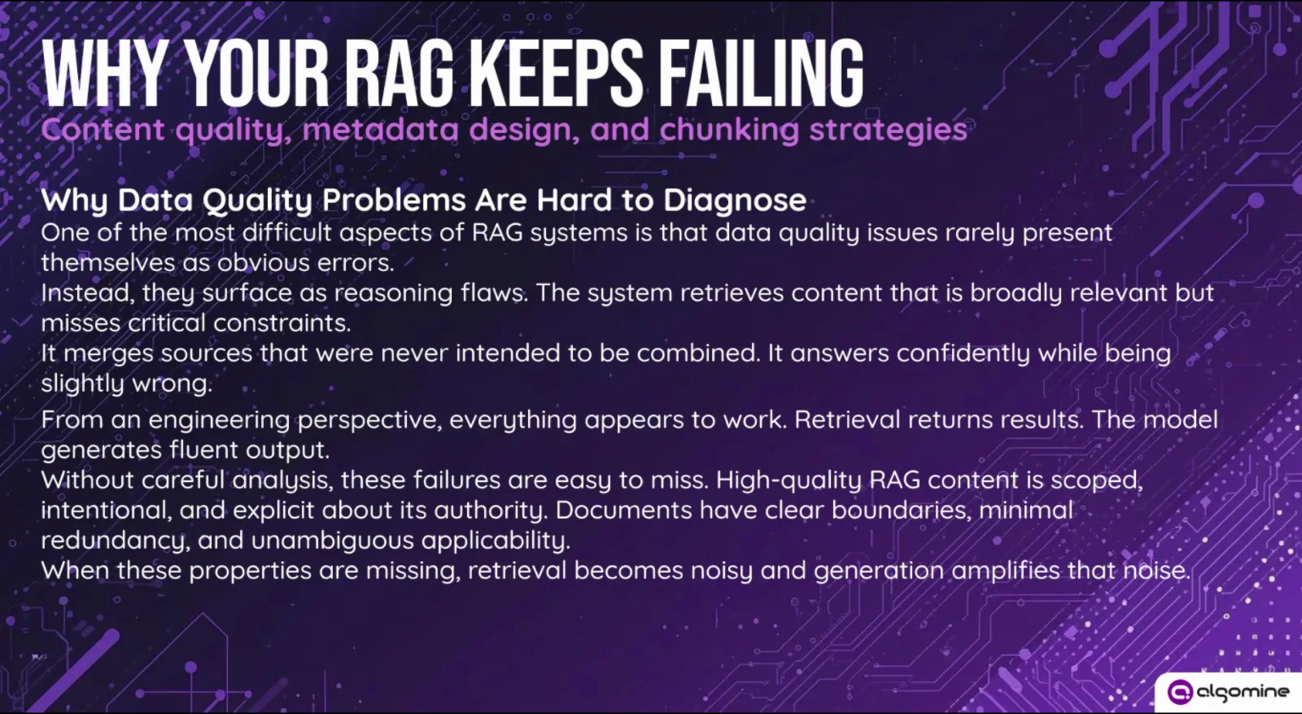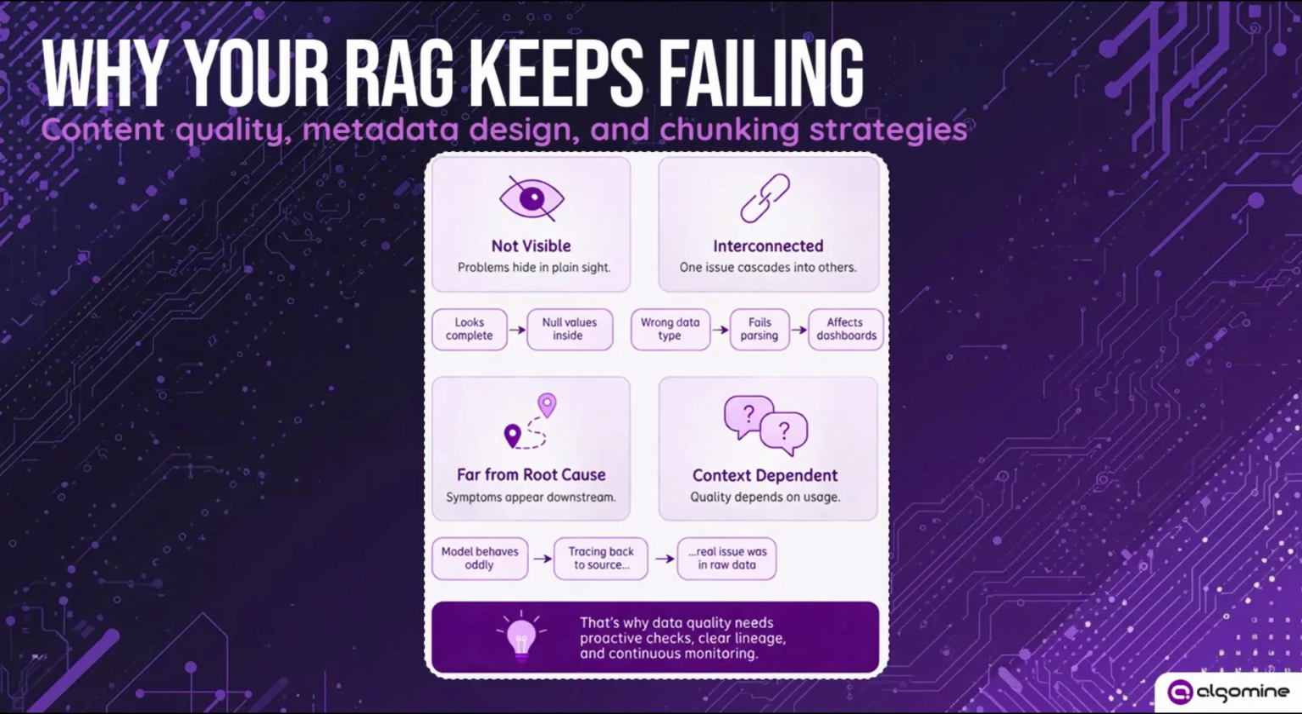The system retrieves broadly relevant content but misses critical constraints. It merges sources never meant to be combined. It answers confidently while being slightly wrong. Metadata is one of the most underutilized tools in RAG. In production, metadata directly influences which knowledge the model sees. It enables filtering by role, prioritizing authoritative sources, enforcing access control, and handling time-sensitive information.